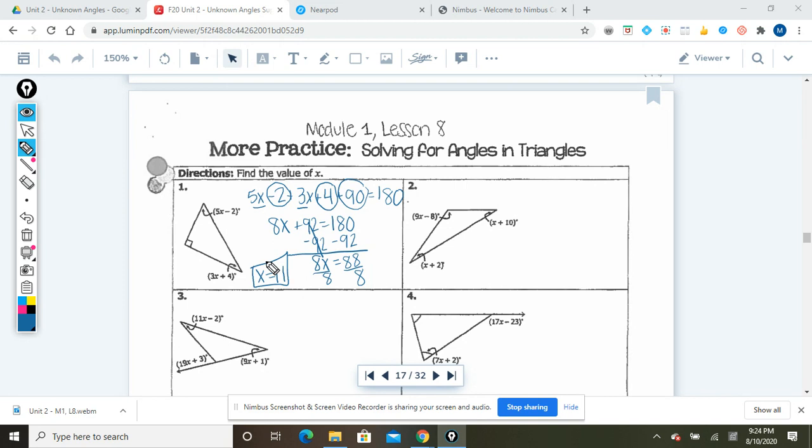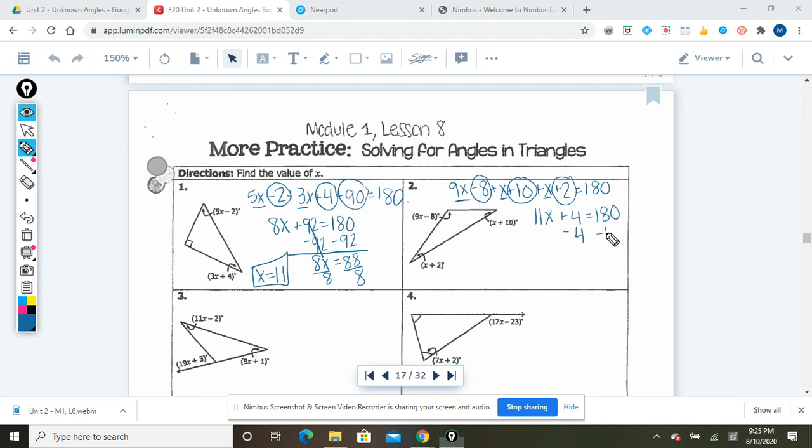For number 2, I'm going to take all these expressions and add them up to 180. So I have 9x minus 8 plus x plus 10 plus x plus 2. And remember, don't worry about those parentheses, I'll just take them out. If you put them in a different order, let's say x plus 2 plus 9x minus 8 plus x plus 10, that's fine. 9x plus 1x is 10x, another x is 11x. Negative 8 plus 10 gives me a plus 2, plus 2 more gives me a plus 4, is equal to 180.